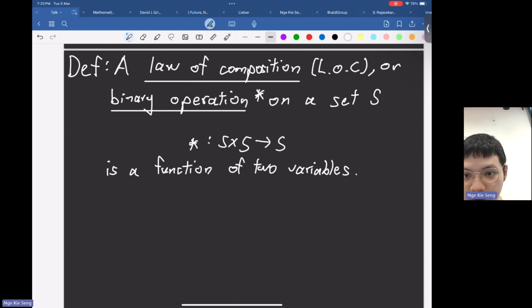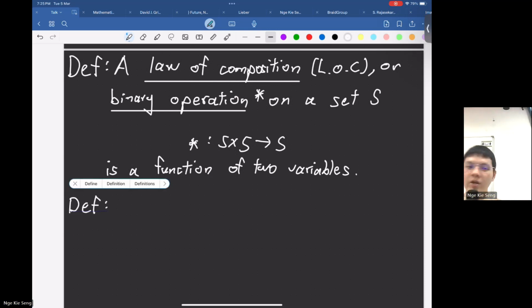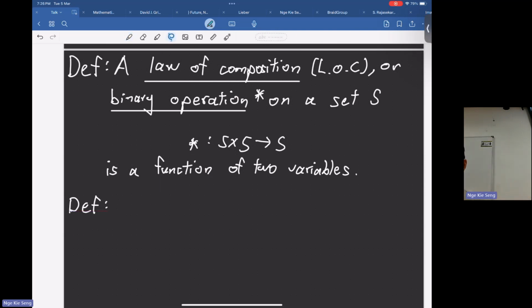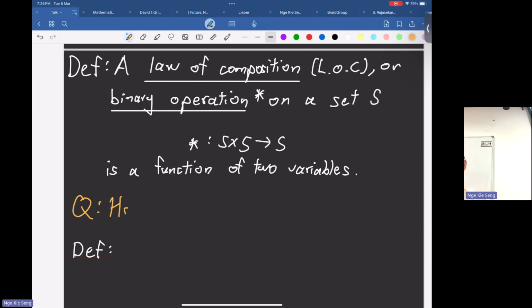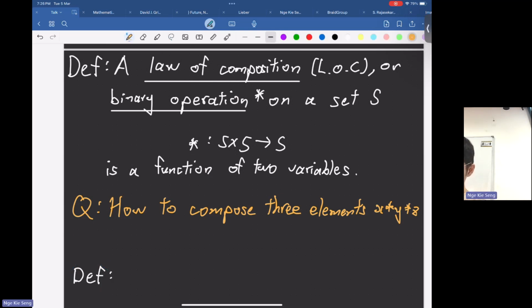So what's the next thing? If I taught you how to combine two elements, A cross B, how about if I compose a third element? How do I do it? A composed with C. So let me put a question here. I told you how to compose A and B in S. Question: how to compose three elements, say X, Y, Z, if you know how to compose two elements?